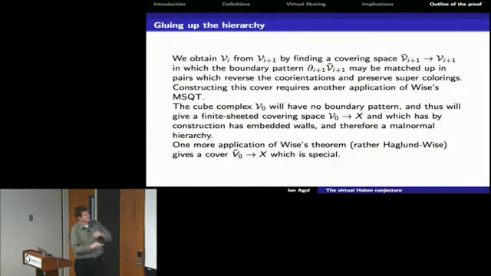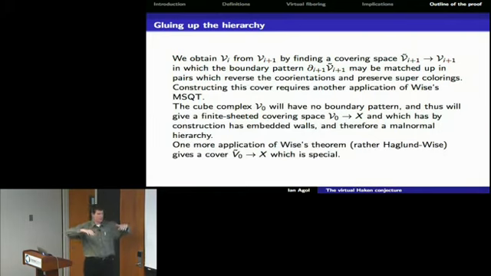So you obtain the I stage of the hierarchy from the I plus first stage by first passing to a covering space in which the boundary pattern matches up in pairs, and preserving the supercoloring. This requires applying the Malnormal special quotient theorem. And finally, you get to the cube complex V naught, which has no boundary pattern and represents a finite-sheeted covering space of X. So we've sort of reverse engineered this hierarchy.